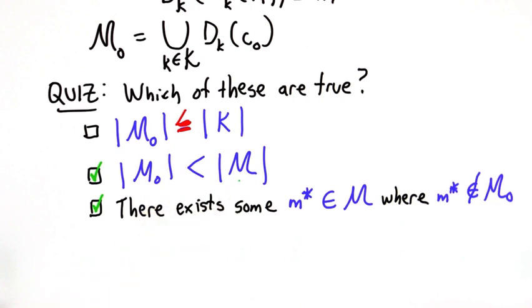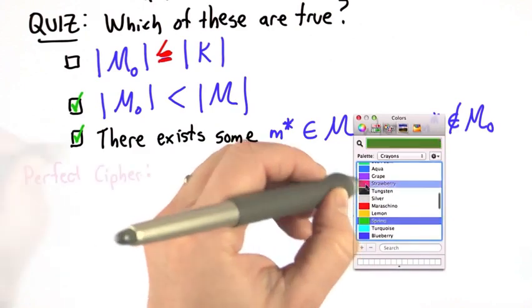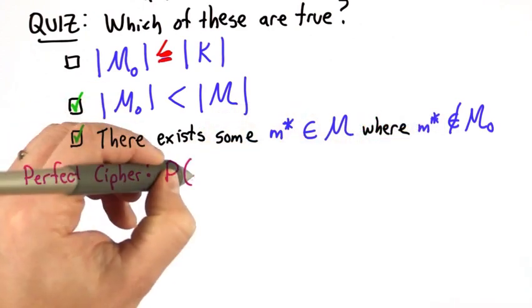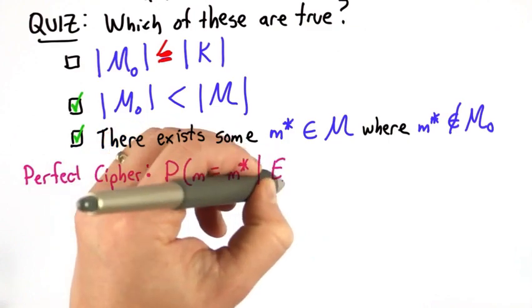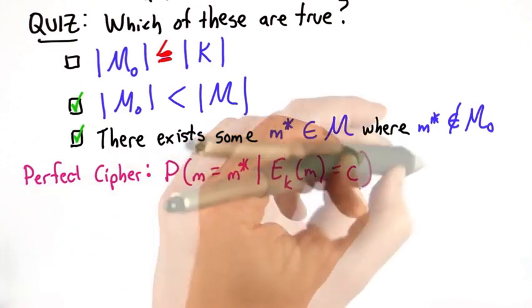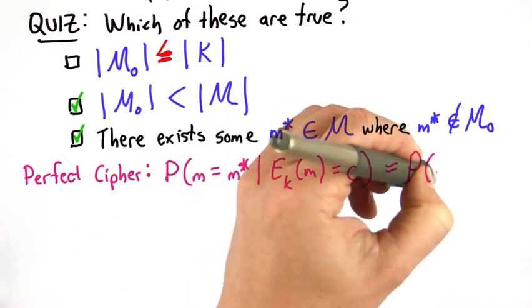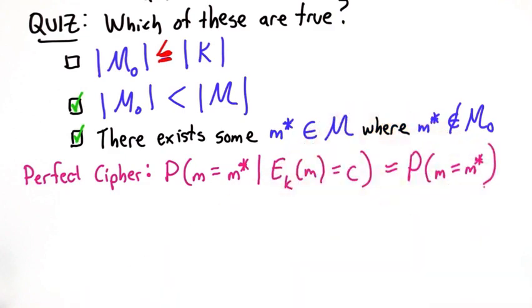If one set is bigger than the other set, there must be some element in the bigger set that's not in the smaller one. So how do we go from there to prove that it's not a perfect cipher? Well, let's remember our definition of a perfect cipher: the probability that the message is some particular message M star, given the ciphertext, without knowing anything other than that ciphertext, is equal to the probability that M star was the message beforehand. That probability hasn't changed.